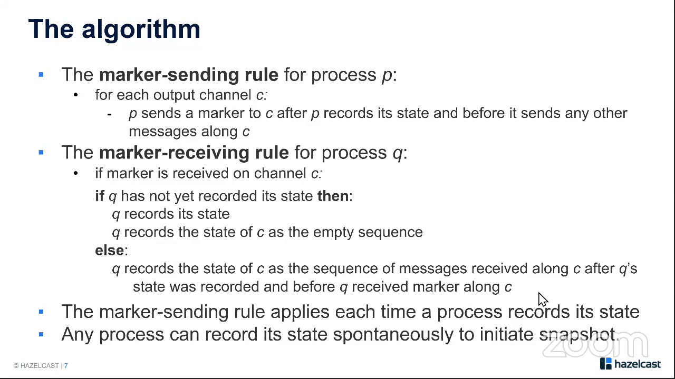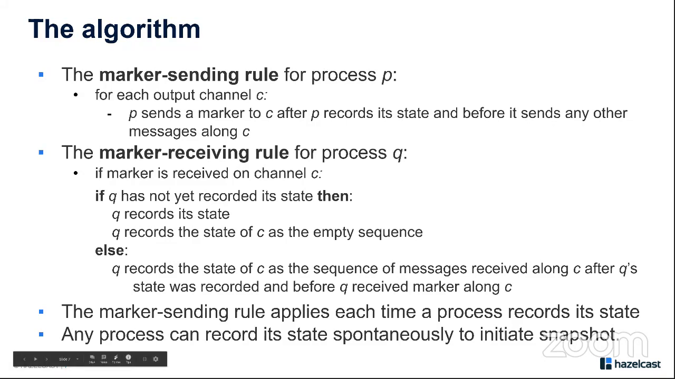So again, in simpler words, when the process records its state, it starts recording all the messages that it receives along all the channels from which it didn't yet receive the marker. And when it receives the marker from them, it stores the sequence. We will show this in an example. It may be clearer then.